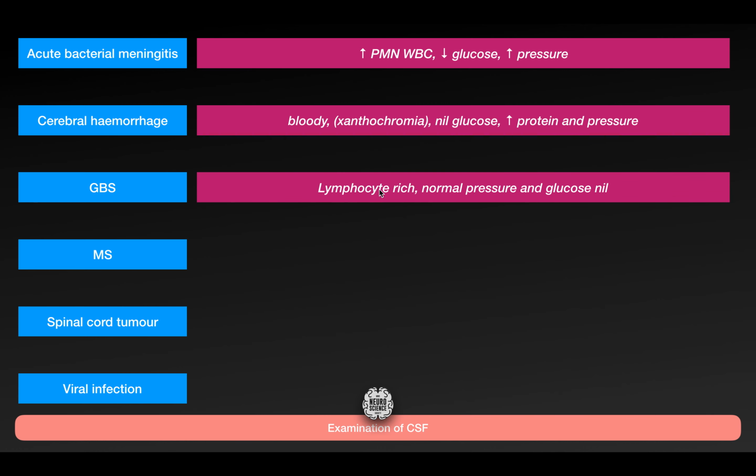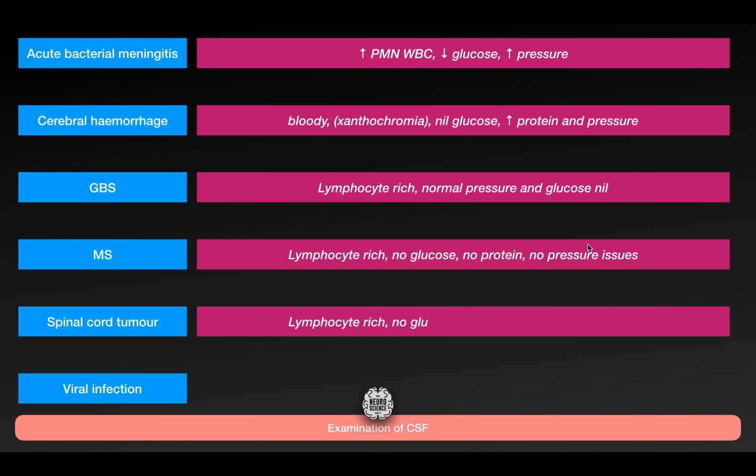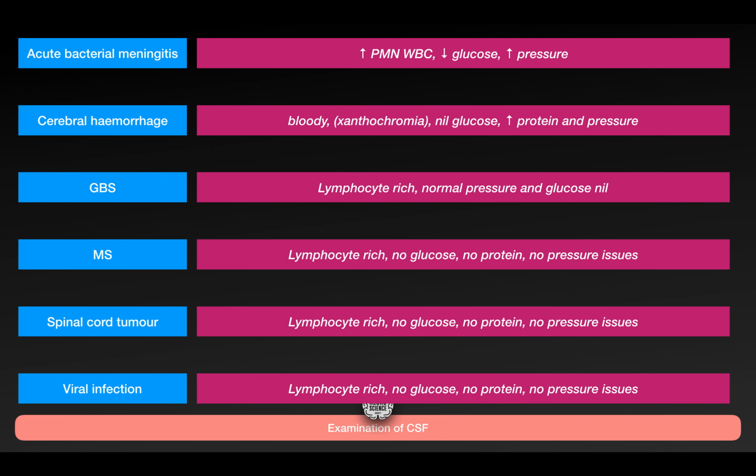In Guillain-Barré, it's lymphocyte rich, normal pressure, normal glucose, but you've got raised proteins. In MS, it's lymphocyte rich, because remember, inflammation, with no glucose, protein or pressure changes. Spinal cord tumour, exactly the same. Viral infection, exactly the same. So these are very similar differentials, but in acute bacterial meningitis, glucose tanks, white blood cells go up, proteins go up. Cerebral hemorrhage is yellow, and you get an increase in protein and opening pressures.